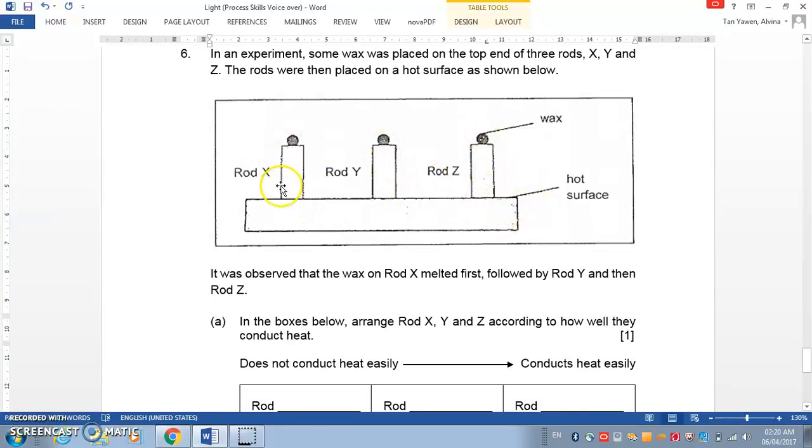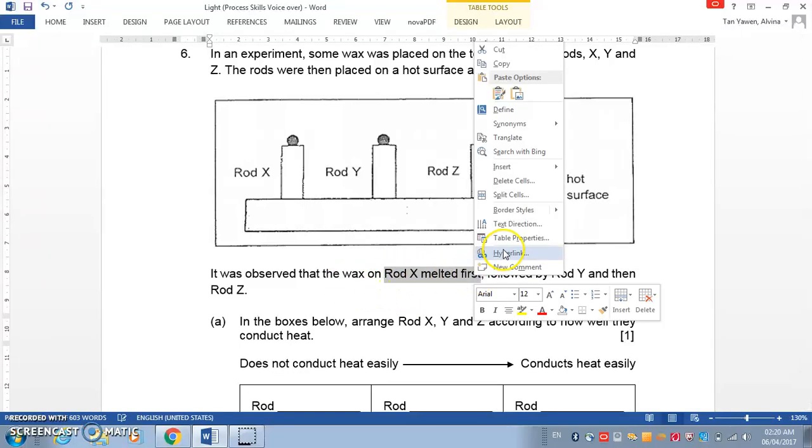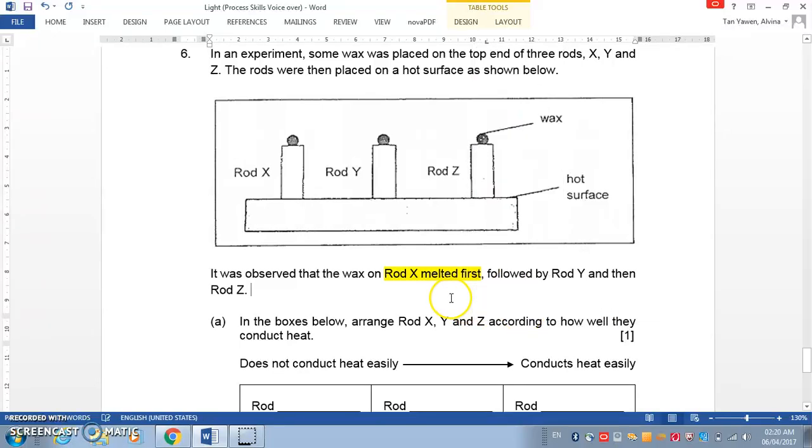And they're all placed on a hot surface at the bottom here. So this whole thing is a hot surface. And on top of each rod, there's actually a ball of wax. So it was later stated that the wax on rod X melted first. So rod X is the first to melt the wax. The wax on rod X melted first, followed by Y, and last of all, Z.